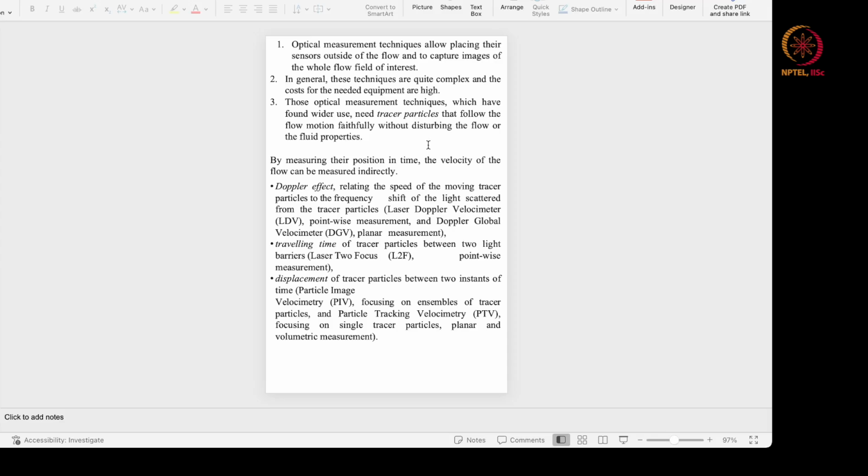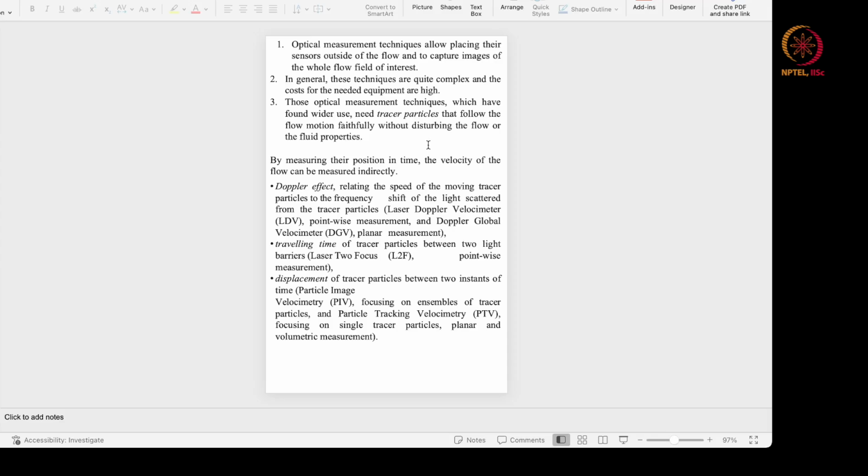Then, the thing that we are going to do over here is called the displacement of tracer particles in two instants of time. This is called particle image velocimetry. It focuses on ensembles of tracer particles, not single tracer particles. But there are other variations, called particle tracking velocimetry, which focuses on single tracer particles. And these measurements can be both planar and volumetric.